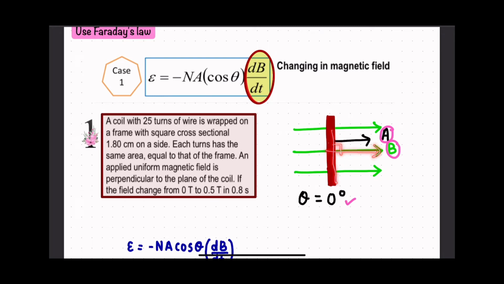Is it? Okay. So the angle is 0 because vector area A and B is 0.